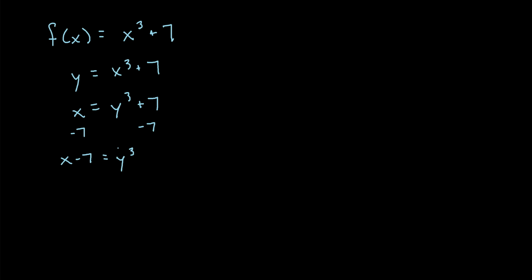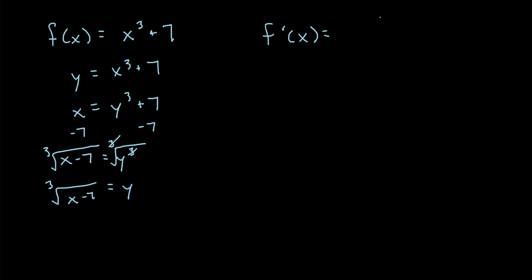Now how can we get y all by itself? Well, we need to take the cube root of each side to get rid of that y to the third. So we would be left with y on this side. And over here we've got x minus 7, the cube root. So that's our answer. So we can write f inverse of x is the cube root of x minus 7. That is our final answer.